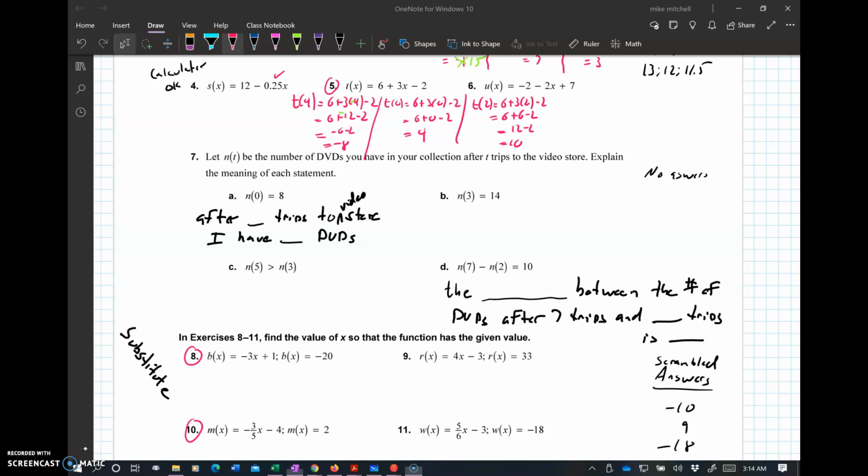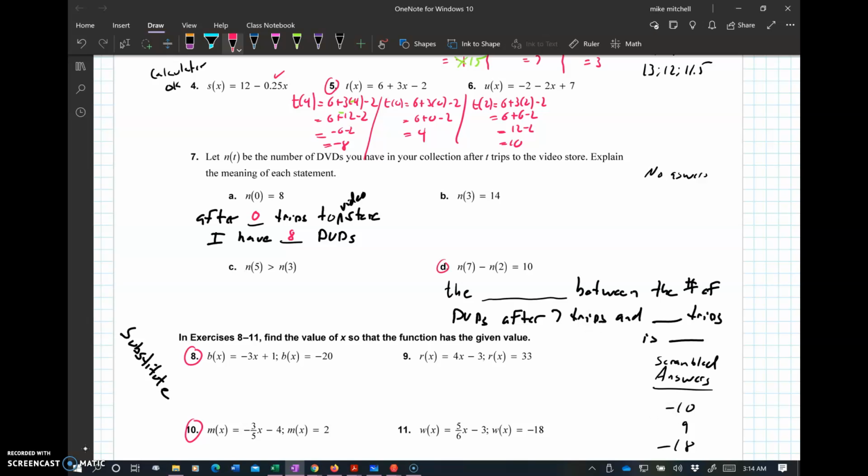This would be after, let's get the red on, 0 trips, because remember, this number in here, T, stands for trips, so that means that's 0 trips to the video store I have, and the result of that is 8 DVDs.